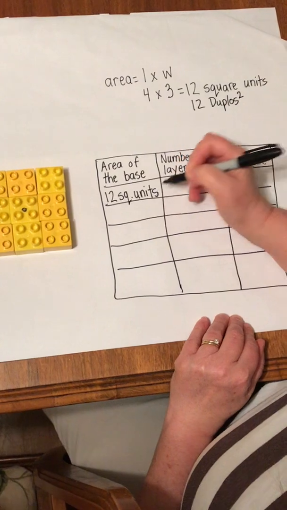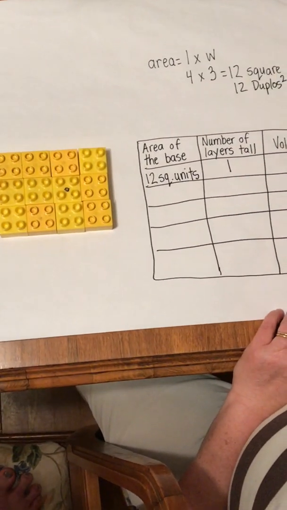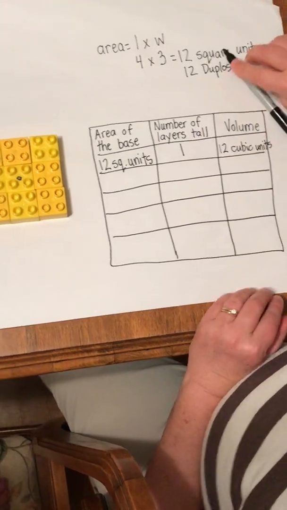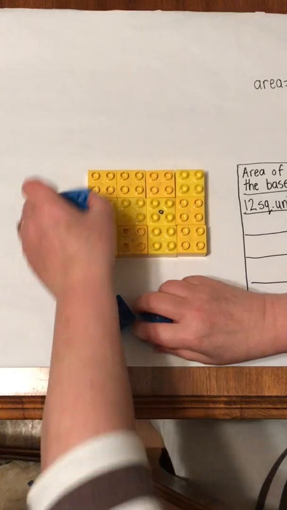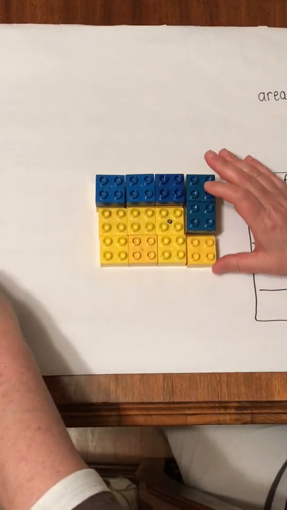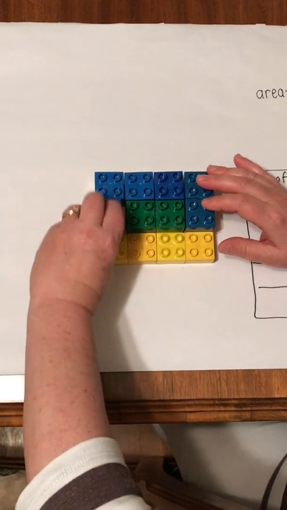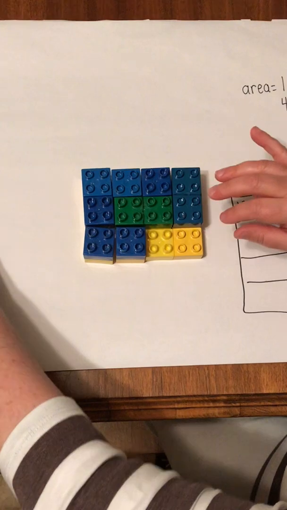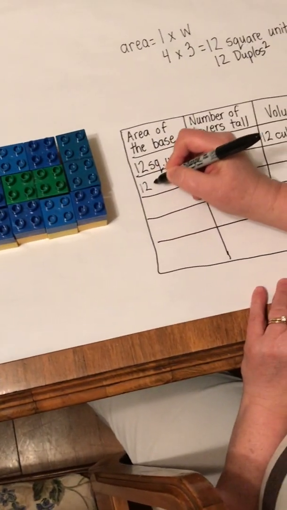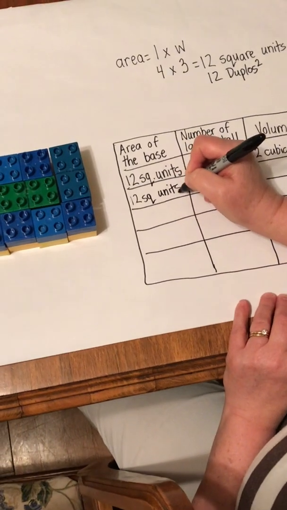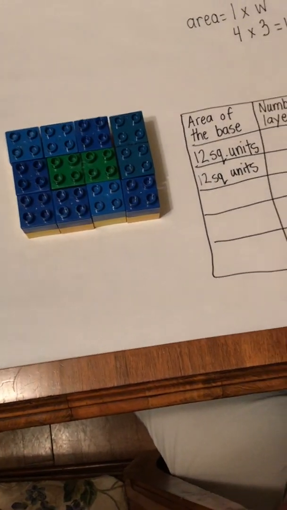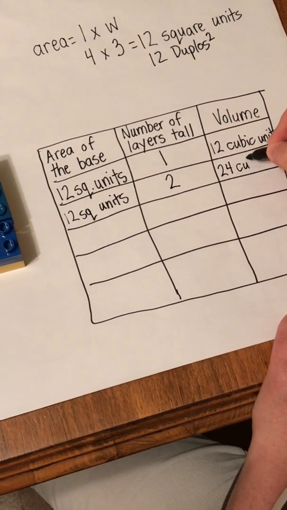Let's see what would happen as we add a second layer. So I'm just going to record here, the area of this base is 12 square units and it's 1 layer tall, and that gives us a volume of 12 cubic units. So let's add a blue layer this time. 1, 2, 3, 4, 5. I have to use one green one because we didn't have enough blues. So we're going to pretend that's blue. 8, 9, 10, 11, 12. So on this layer, the area is once again 12 square units. But this time, the number of layers tall is 2, a yellow layer and a blue layer. And that gives us 24 cubic units.